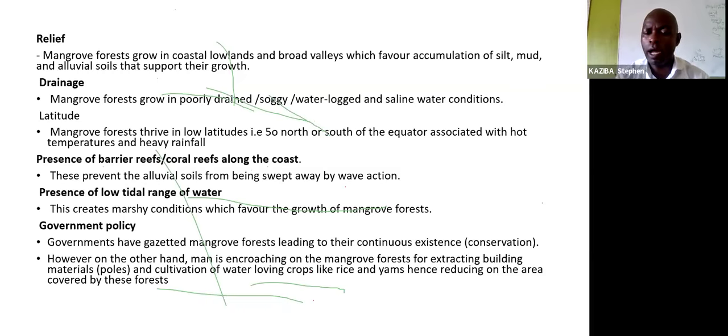Then they are also helped by the presence of coral reefs, which block strong waves and tides from blowing them away. Then lastly, supportive government policy, which favors the conservation. However, where man encroaches on it, it is fading away.